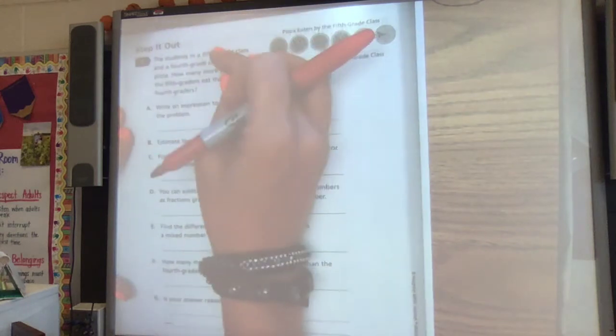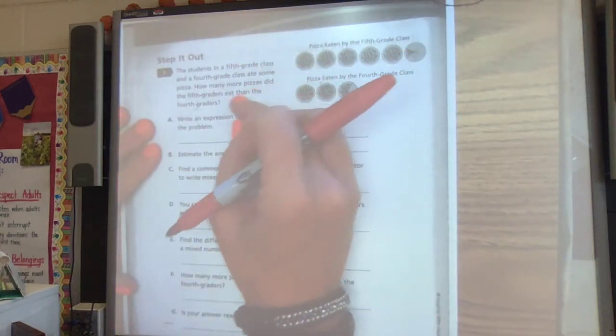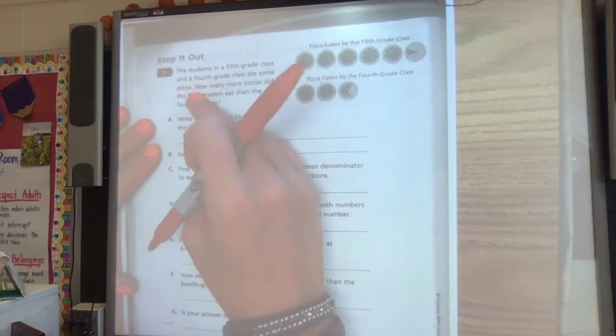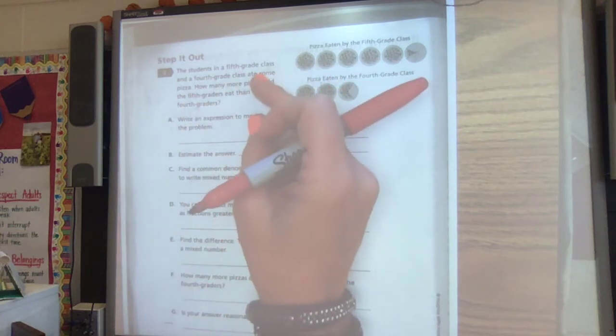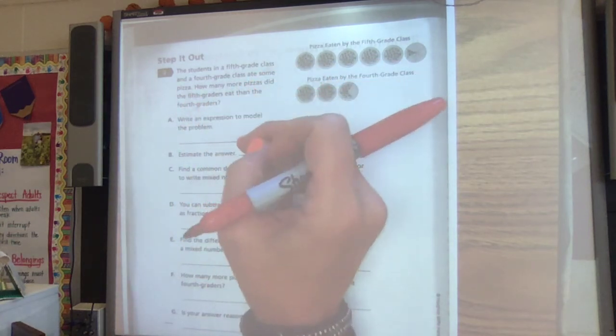All right, let's try some more. So turn to 162. The students in a 5th grade class and a 4th grade class ate some pizza. How many more pizzas did the 5th graders eat than the 4th graders?